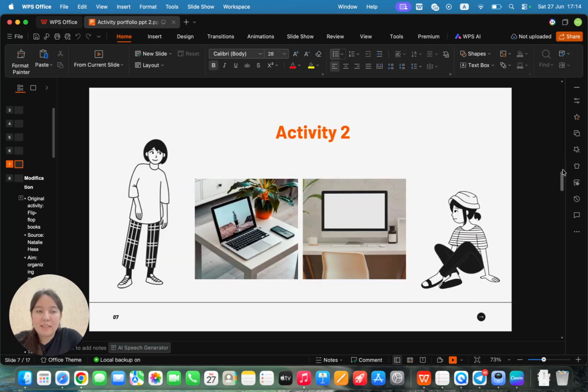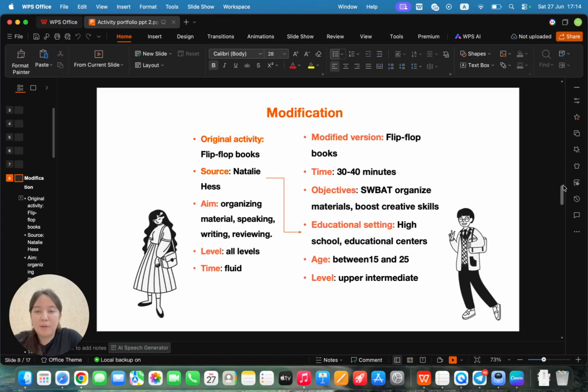And the next activity was named Flip for Books. I didn't change the name of the activity in the modified version. Source is the same as the first activity. In the original activity, it aims to organize material, speaking, writing, and reviewing. Level: all levels of learners, time was fluid.